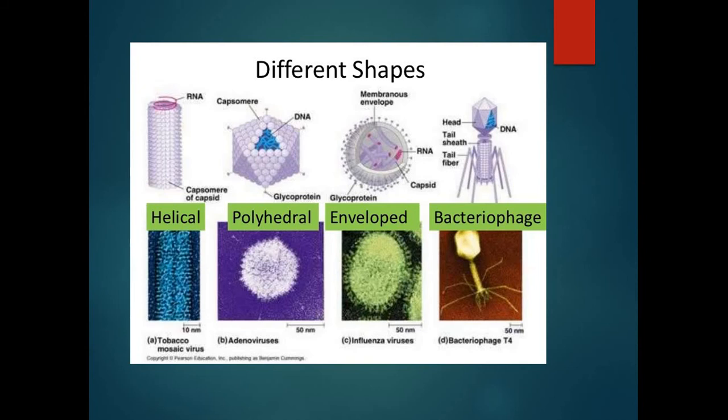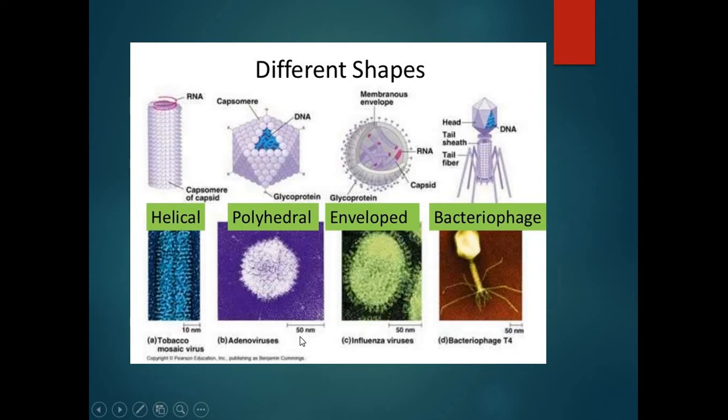Different shapes. Here you can see the helical structure of tobacco mosaic virus. The diameter of tobacco mosaic virus is 10 nanometers, and it is made up of a nucleocapsid, which is made up of different capsomere units, and this protects the RNA from external damage. This is the structure of tobacco mosaic virus.